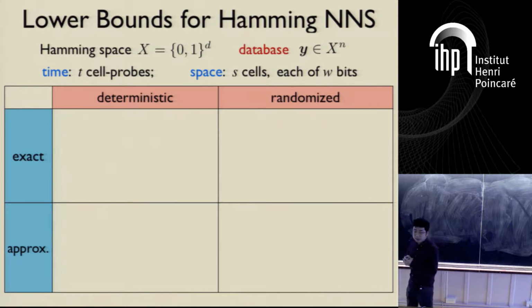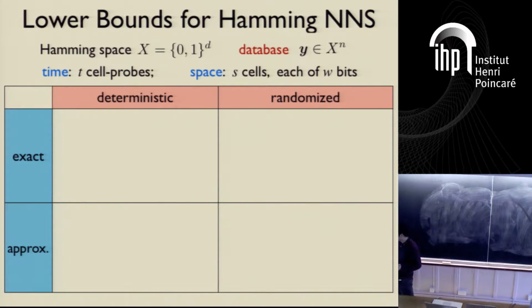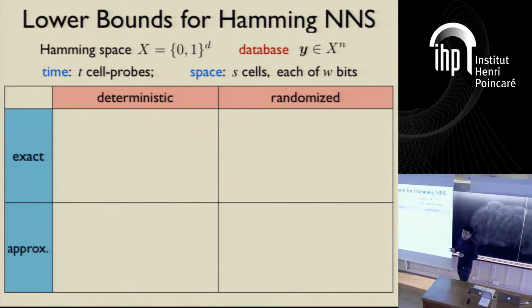So the conjecture is the problem remains hard to solve if randomization or approximation is allowed individually. But when they are allowed simultaneously, with both randomization and approximation, certain techniques like locality-sensitive hashing or dimension reduction can be applied. Okay. So we expect similar lower bounds for these three quadrants, but different for this one.